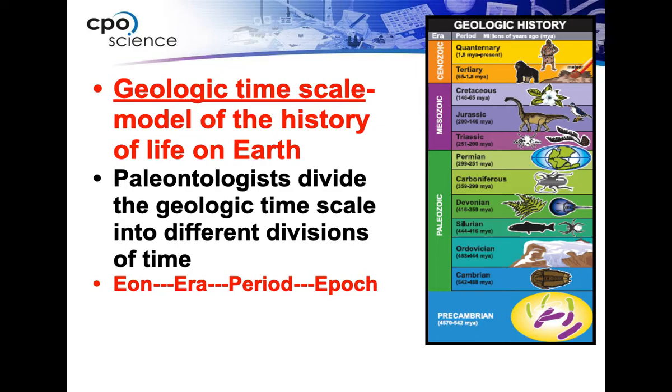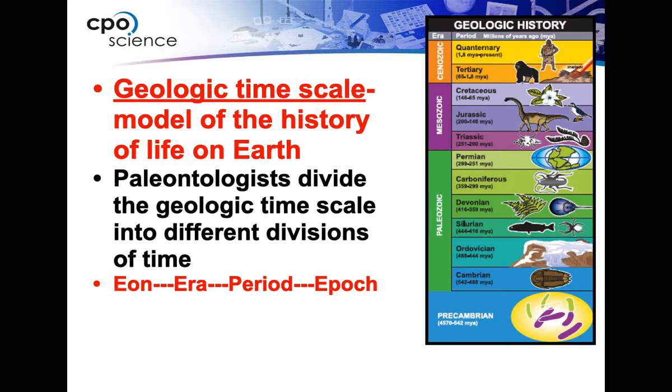Paleontologists divide the geologic timescale into different divisions of time. The largest divisions of time are eons. Eons, you may have heard of that before when someone's like, oh, that's going to last an eon. It's the largest division of geologic time, hence the reason why people would use that as a slang expression. Eons are divided into eras. Eras are divided into periods, and then periods are divided into epochs.